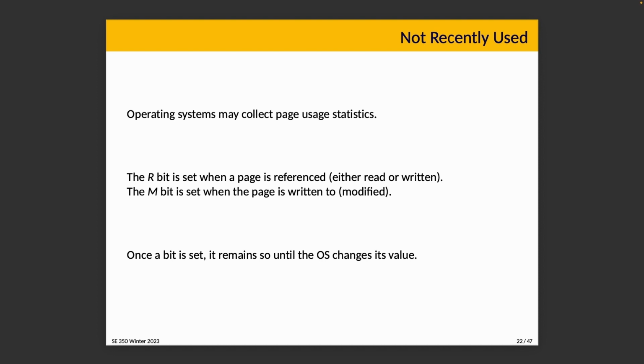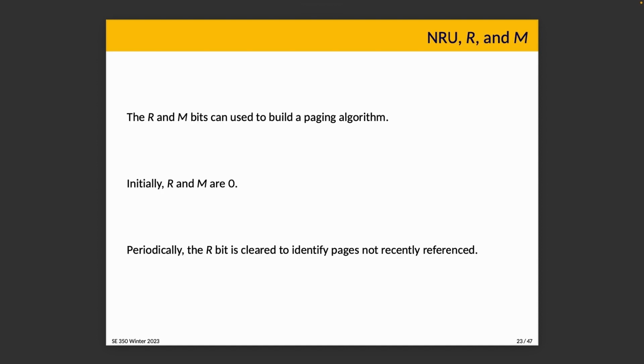Once a bit is set, it remains so until the operating system changes that value. So initially, R and M are 0. That is, they're not set. And periodically, the R bit will be cleared to identify pages that are not recently referenced. That might happen on a clock interrupt, for example. We say, okay, if it hasn't been referenced in the last 1 second, then we'll say it hasn't been recently referenced. Remember that from the computer's point of view, 1 second is a very long time. As Commander Data says in First Contact, for an Android, it's an eternity.